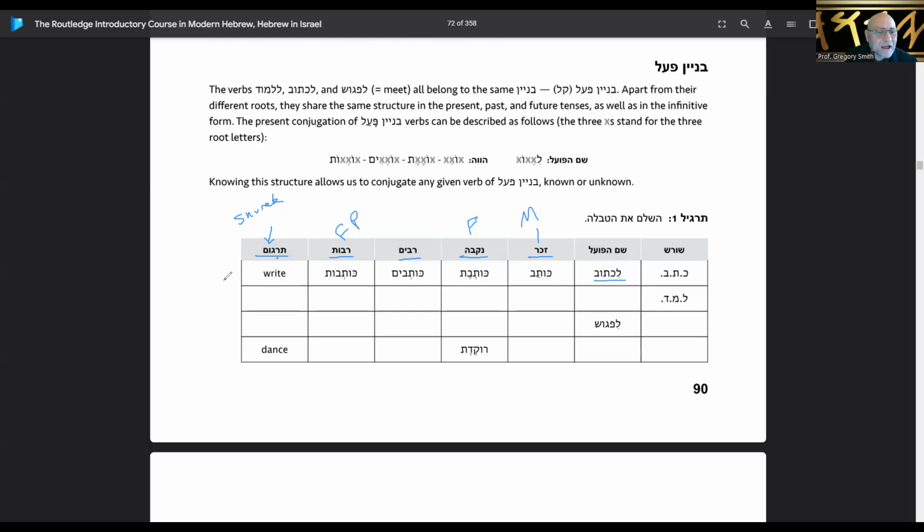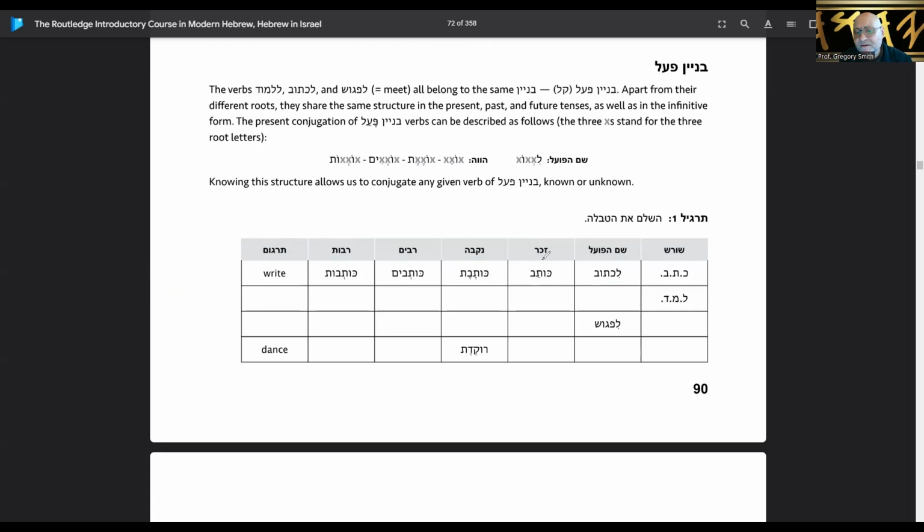So if you were to see that with the actual pointing, you would have a chirik under there, and then you would have a gemel, and then you would have what's called a shurik. So it'd basically be a vav with a dot to the left of it, and it gets this oo sound. And then a mem sofit, okay, tirgum. Kind of like that, tirgum.